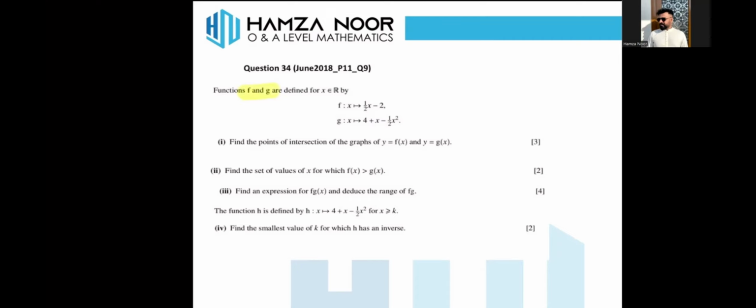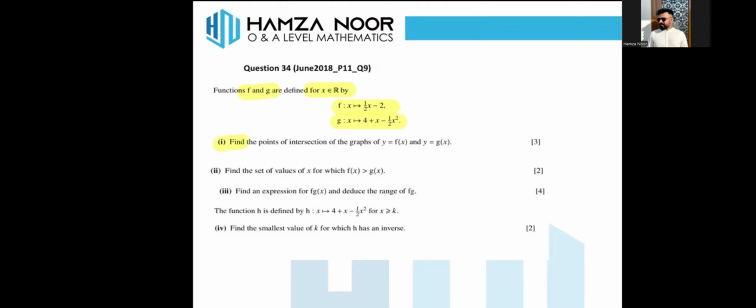So here we have functions f and g, which are defined for x can take any real values, meaning there is no restriction on the domain of both of these functions. x belongs to the set of real numbers, meaning x can take any real values. f(x) is a linear function, which is half x minus 2, and g(x) is a quadratic function, which is 4 plus x minus half x squared.